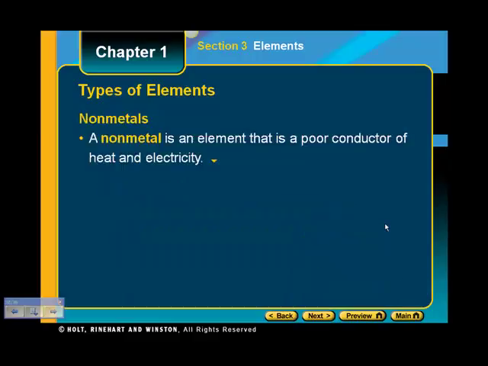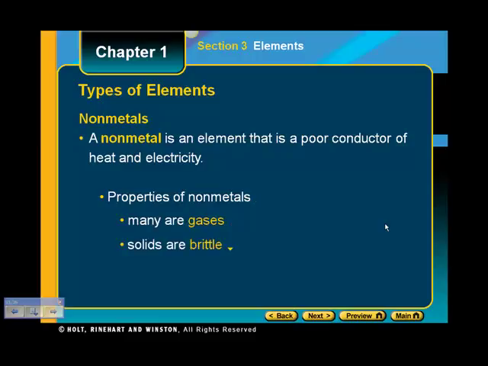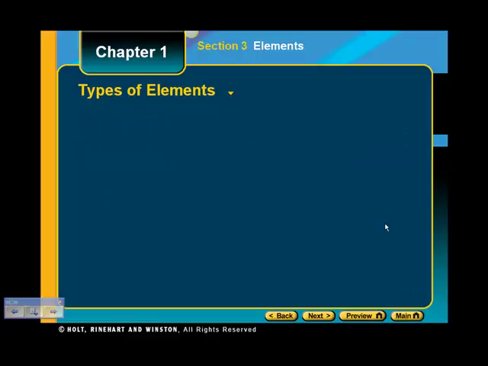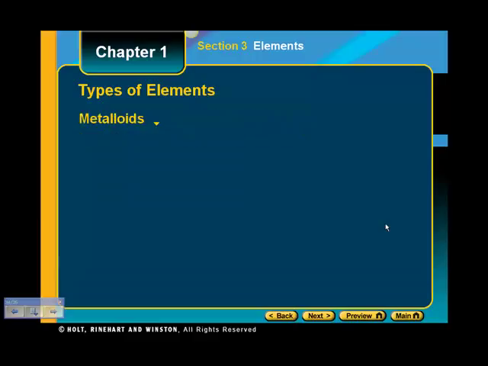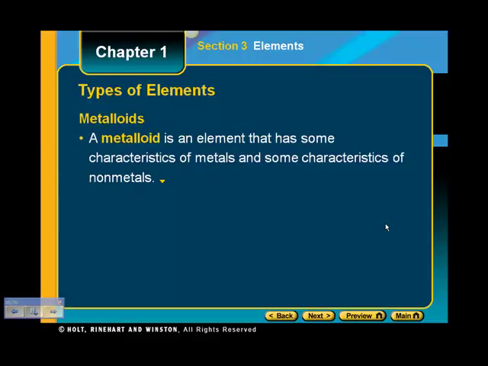You have nonmetals, which are usually poor conductors of heat and electricity. They are usually gases. If they're solid, they're brittle, and they are very poor conductors of heat and electricity. Nonmetals are, for example, carbon, sulfur, phosphorus. Okay? And then sort of in the middle of the two, between metals and nonmetals, are something called metalloids.